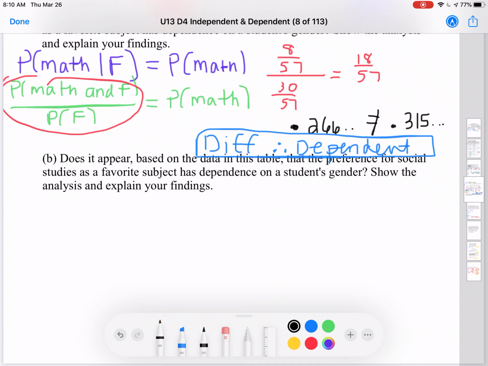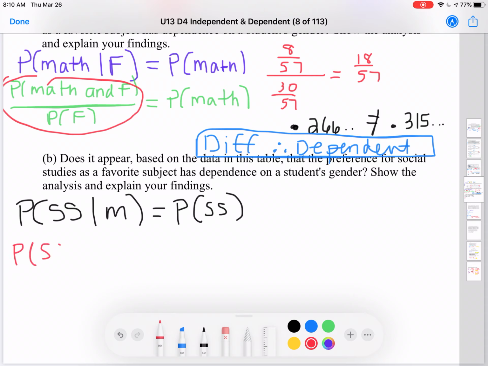Okay, so again, I would have had you guys just come up with whatever you wanted to use. It doesn't matter if I go social studies given male, social studies given female, or if I put the gender first, it doesn't matter. But I'll just pick one and we'll all do it together. So let's do probability of social studies given male. Now, if I pick that, I have to set it equal to the probability of social studies.